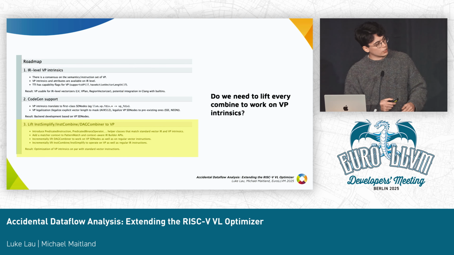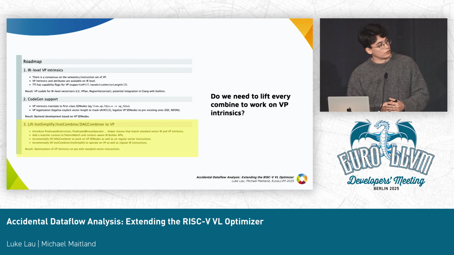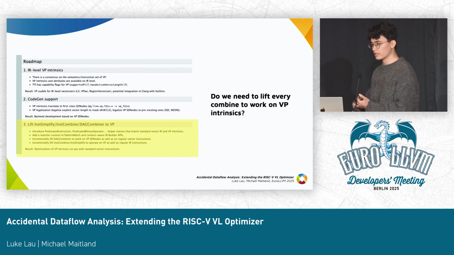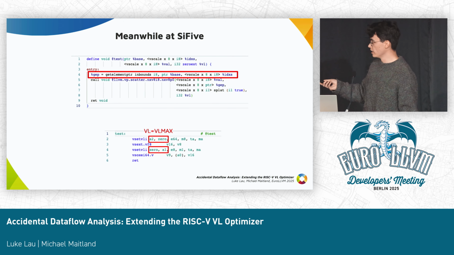This screenshot is from the vector predication roadmap, which is attached to the RFC, and it had this 3-stage plan. And the final stage of the plan was to lift every single combine to work on VP intrinsics, at InstCombine, at InstSimplify, DAG combine. That's a lot of work, right? So I was looking at that thinking, okay, is this a dead end? Are we just stuck with subpar code generation? But that's where Michael Maitland came in.